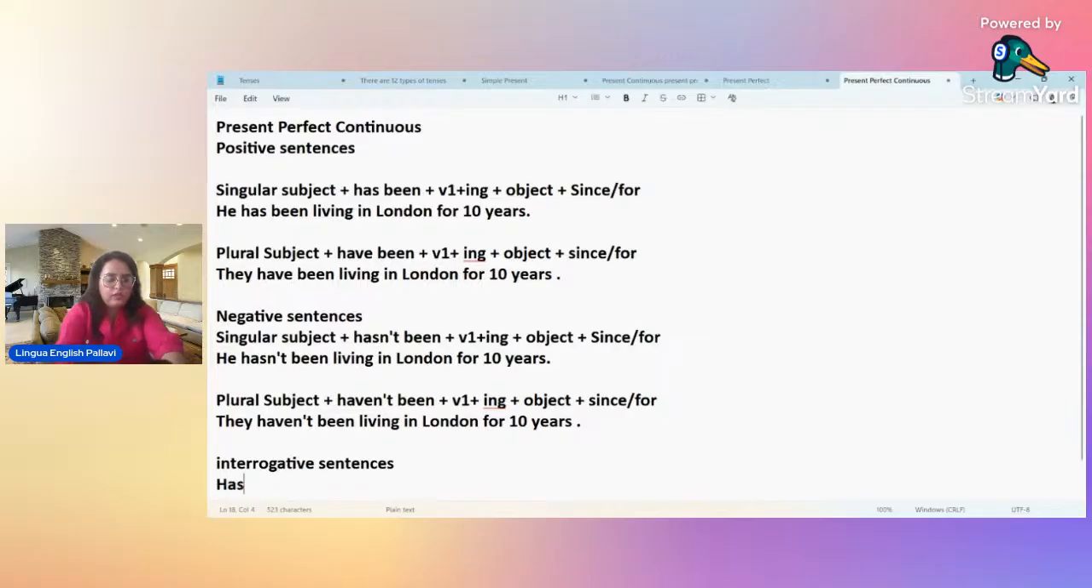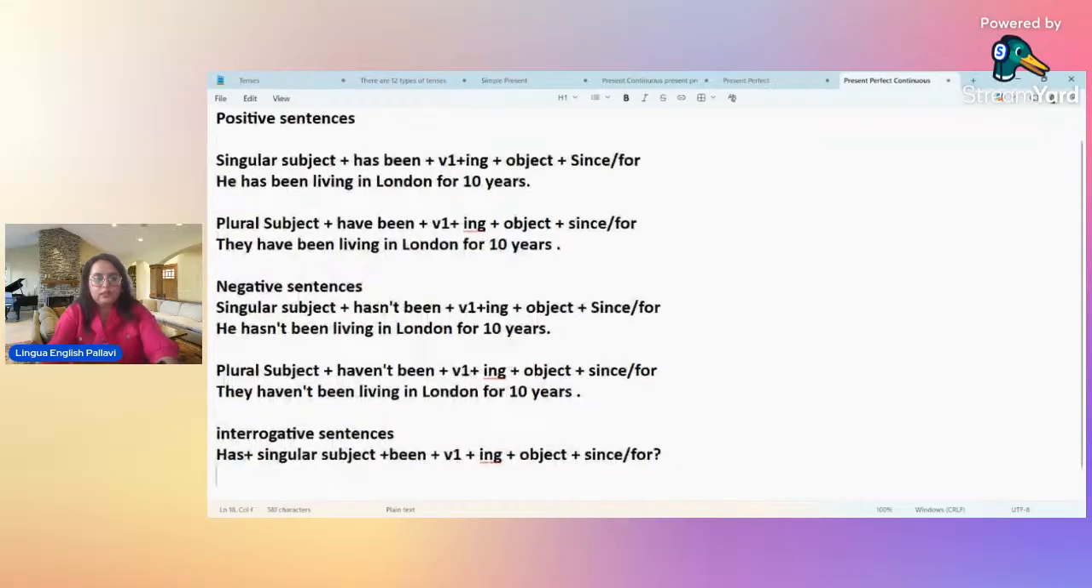So here how I will do, has plus singular subject plus been plus v1 plus ing plus subject plus since or for, and a question mark will come in the end. Okay, now let us see the rules for plural subject. The same rules, just in place of has, have will come.